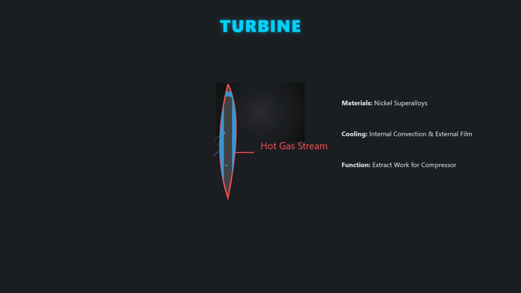Turbine blades operate under the most extreme thermal and mechanical stresses within the engine. This necessitates the use of advanced materials, specifically nickel-based superalloys, combined with sophisticated cooling methods. These methods include internal convection cooling and external film cooling, which are vital for maintaining structural integrity and preventing creep failure.